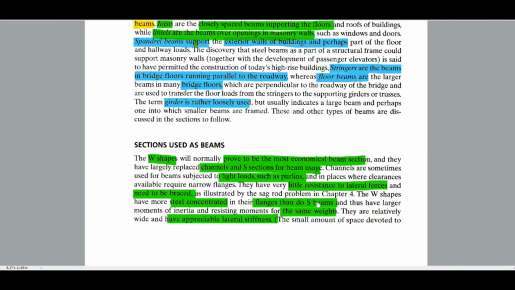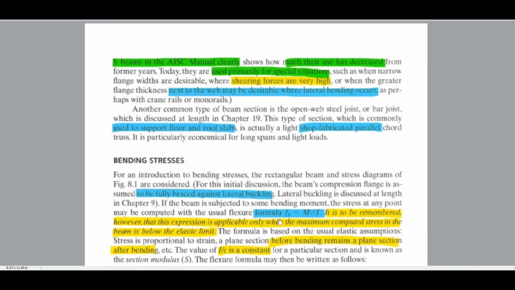We will see the W shapes have more steel concentrated in their flanges than do S beams. Thus they have larger moments of inertia and resisting moments for the same weights. They are relatively wide and have appreciable lateral stiffness. The amount of space devoted to S beams in the AISC manual clearly shows how much their use has decreased from former years. Today, they are used primarily for special situations, such as when narrow flange widths are desirable, where shearing forces are very high, or when the greater flange thickness next to the web may be desirable, where lateral bending occurs, as perhaps with crane rails.